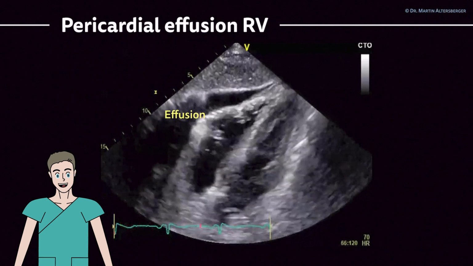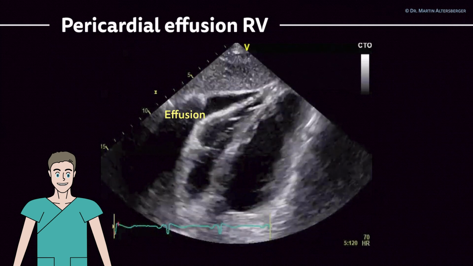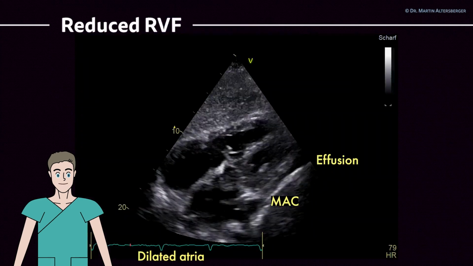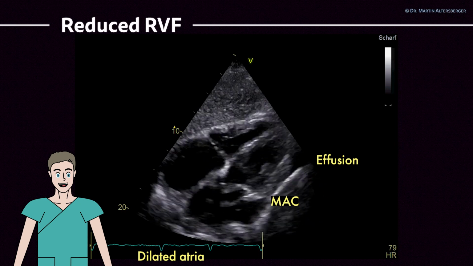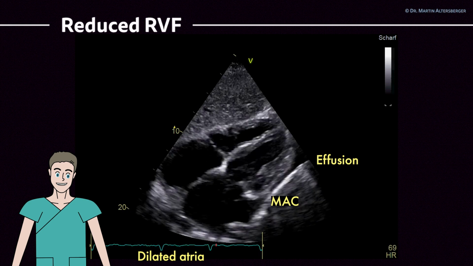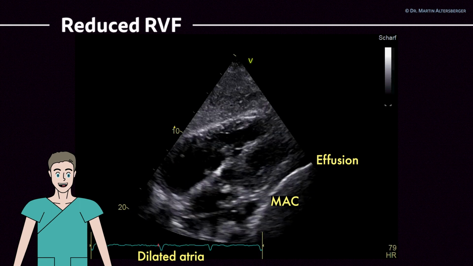You see here the right ventricular free wall, tricuspid valve, mitral valve, the left ventricle, and the atria as well. In this loop, you do see a dilatation of the atria. You see mitral annular calcification, also a small degree of pericardial effusion, and a reduced right ventricular function.